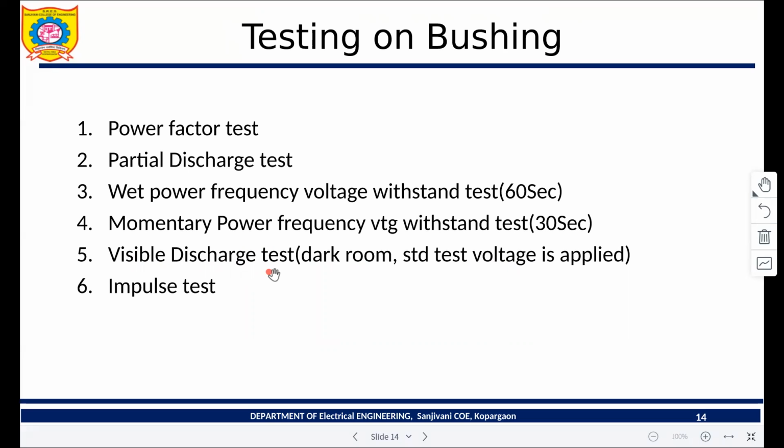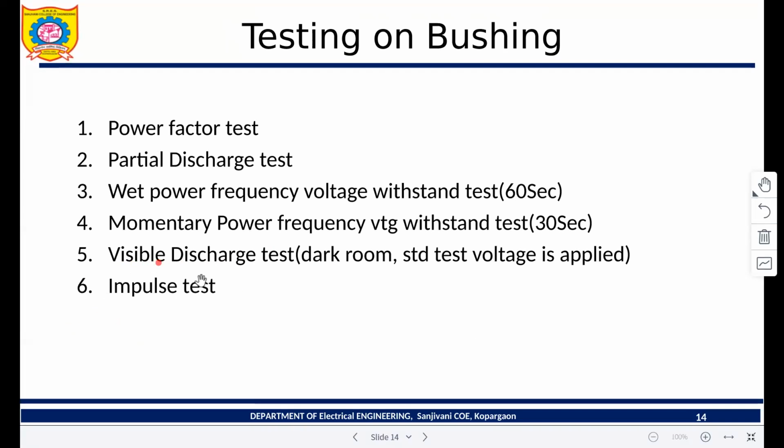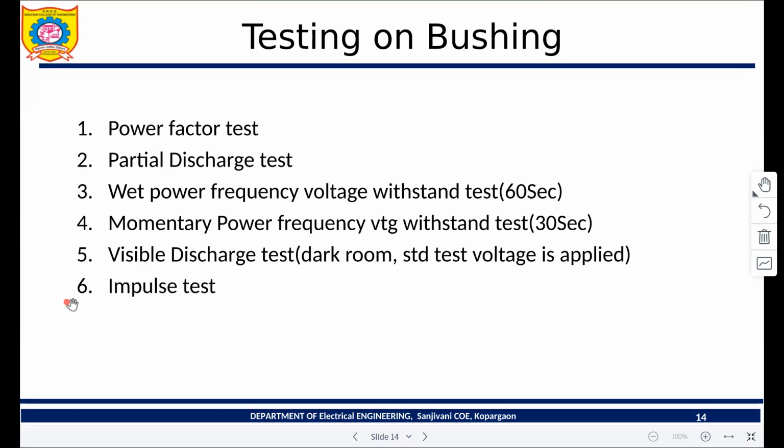Now, the last one is the impulse test. Impulse test means you suddenly increase the voltage across the bushing, and you observe whether the bushing is going to puncture or not. Sometimes lightning occurs, and because of lightning, suddenly an impulse voltage appears across the bushing. So that impulse test is conducted on a bushing.